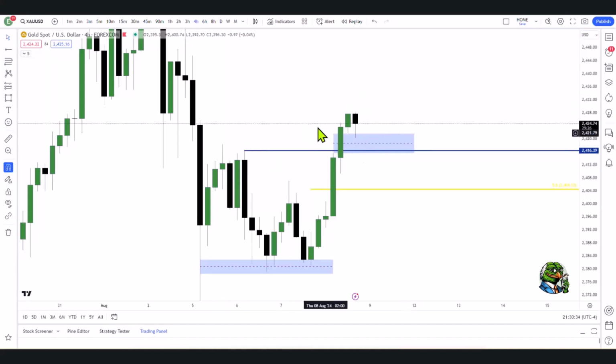However, that's still not, to me, wholesale pricing. That's still premium pricing. I want to see the market come down into discount pricing. And you can see there's another 4 hour order block at this level under discount pricing.